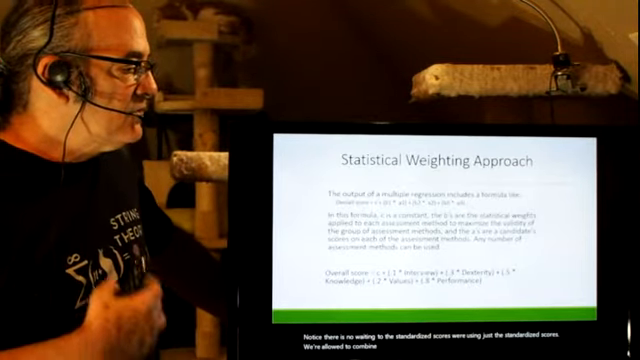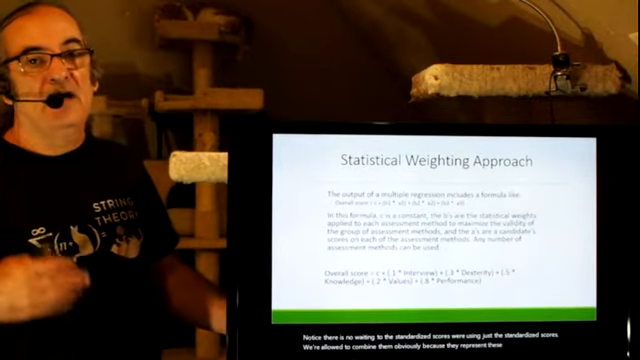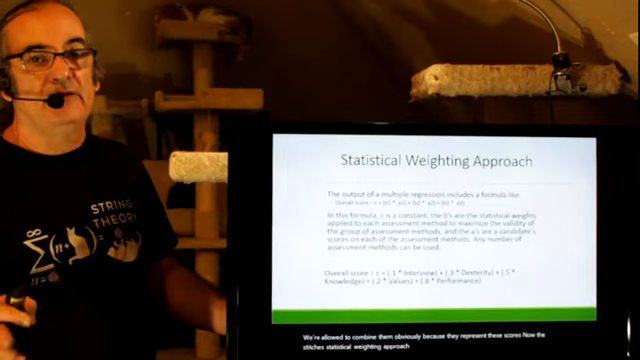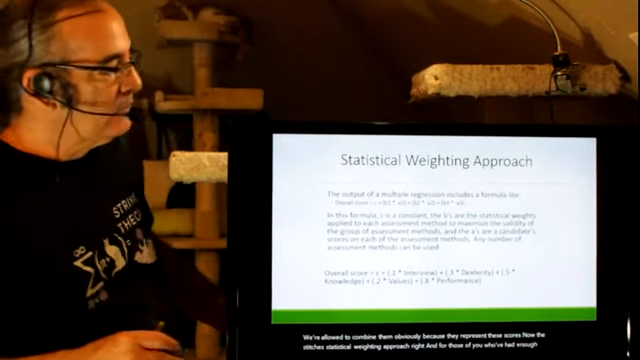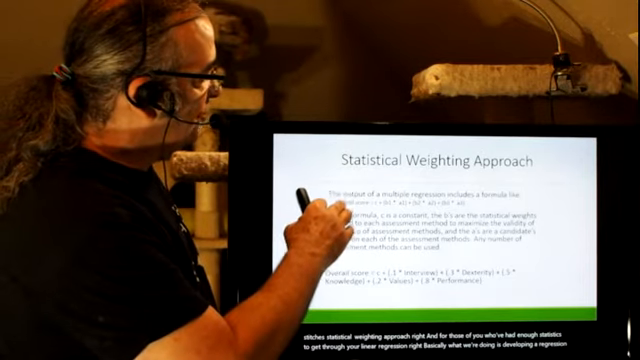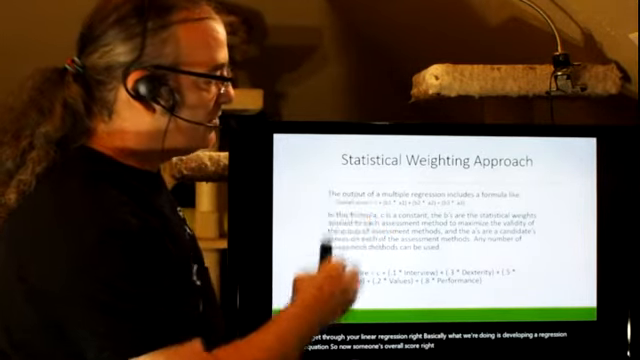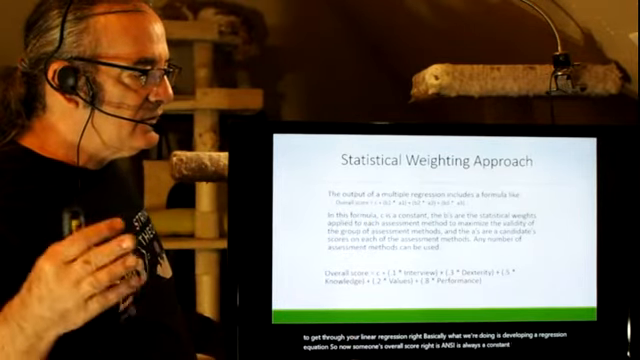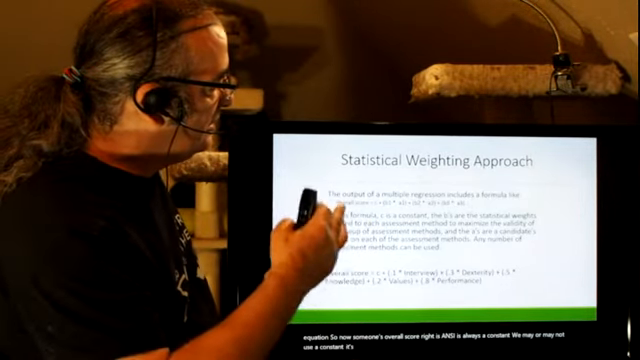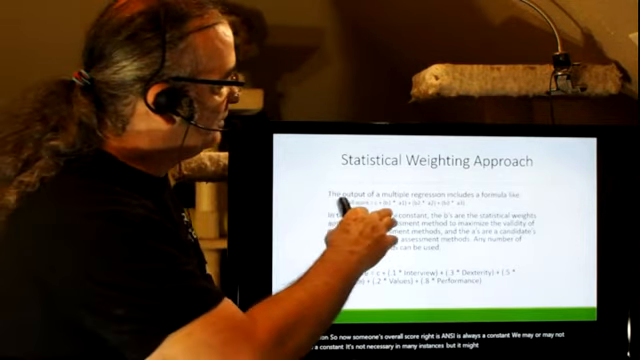Now, the statistical weighting approach, right, and for those of you who've had enough statistics to get through your linear regression, basically what we're doing is developing a regression equation. So now someone's overall score is, and C is always a constant. We may or may not use a constant. It's not necessary in many instances, but it might make the numbers line up at a different level.